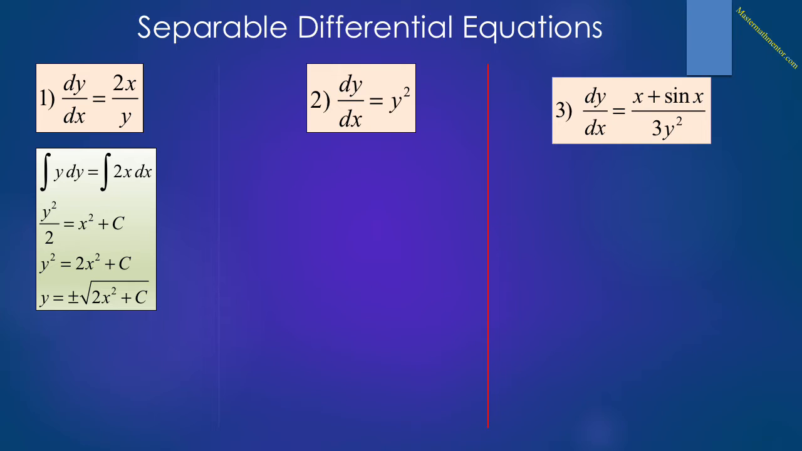For number 1, dy dx equals 2x over y, we cross-multiply and we get y dy is equal to 2x dx. Integrating both sides, we get y squared over 2 equals x squared plus c. And therefore, y squared is equal to 2x squared plus c. Solving for y, we get y is equal to plus or minus the square root of 2x squared plus c.